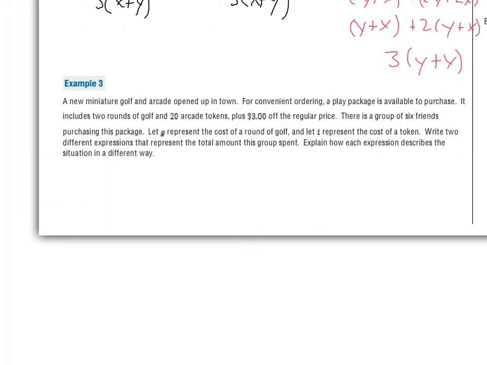So the important thing here is to think about there is a group of friends, and that group is 6 friends. So when you write your expression, that's what you're thinking, how many groups you have, and then how much do the arcade tokens cost, how much do the rounds of golf cost, and how much are they saving per person, and then we're going to write those expressions. So go ahead and take 2 minutes to write 2 expressions that are equivalent that represent this situation.